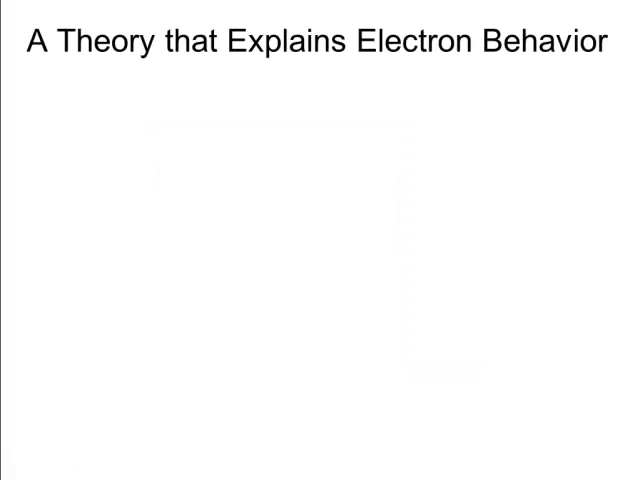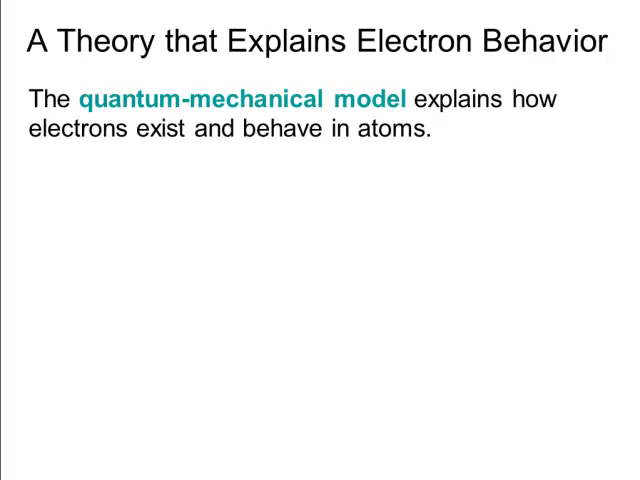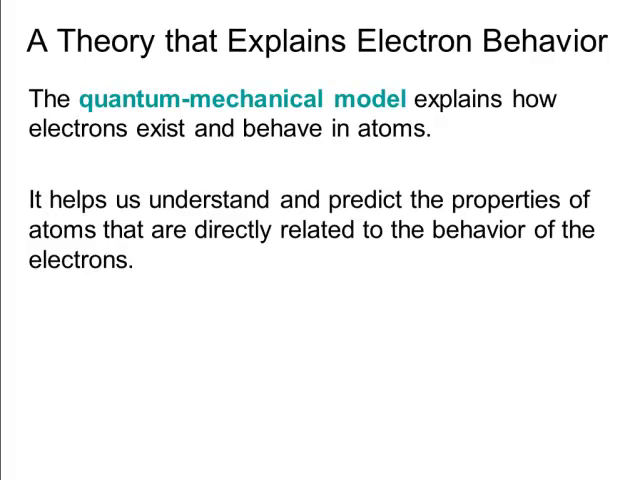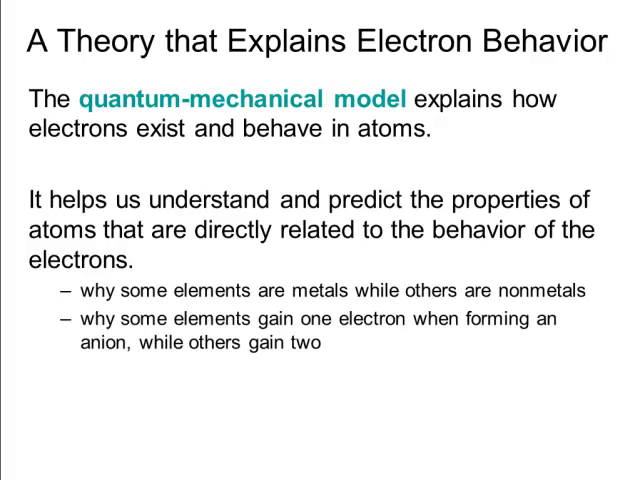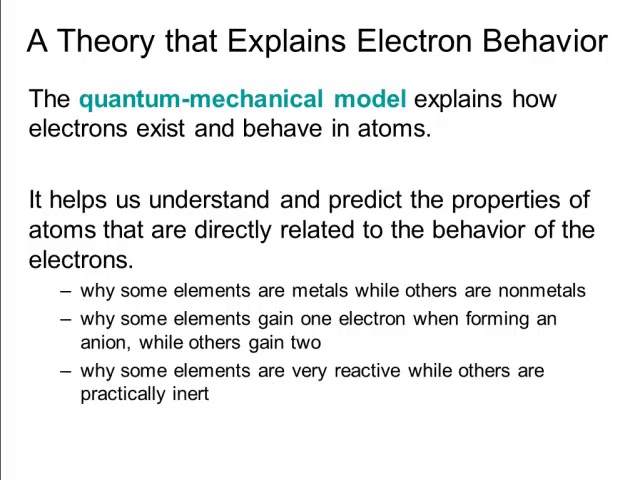Now, a theory that's going to help us explain electron behavior in an atom is something called the quantum mechanical model. Right, now with the quantum mechanical model, it's going to help us to understand and predict properties of atoms that are directly related to that behavior of the electrons. For example, the light being emitted by those specific elements. Each element had its own light coming out that's related to its electrons. Other properties that are going to be involved, why some elements are metals while others are nonmetals. Why some elements gain one electron when forming an anion while others gain two. Why some elements are reactive while others are practically inert.